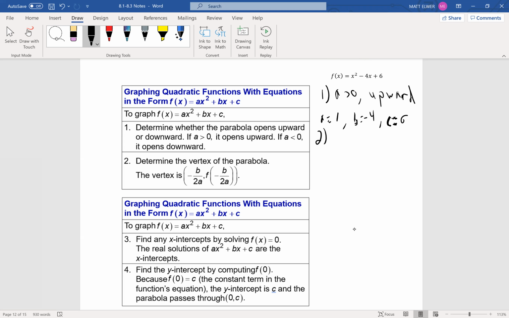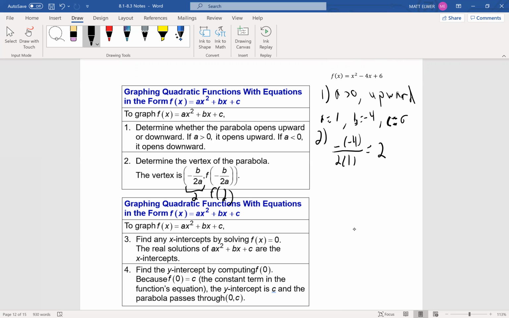After we have those 3, we have negative b over 2a for our first point, and that's also going to be important for our function at that number. So negative b, which is negative 4, over 2a, 2 times 1. We get 2 negatives, which is a positive, and 4 divided by 2 is 2. So we know that our x coordinate here is going to be 2, and our y coordinate is the function at 2.